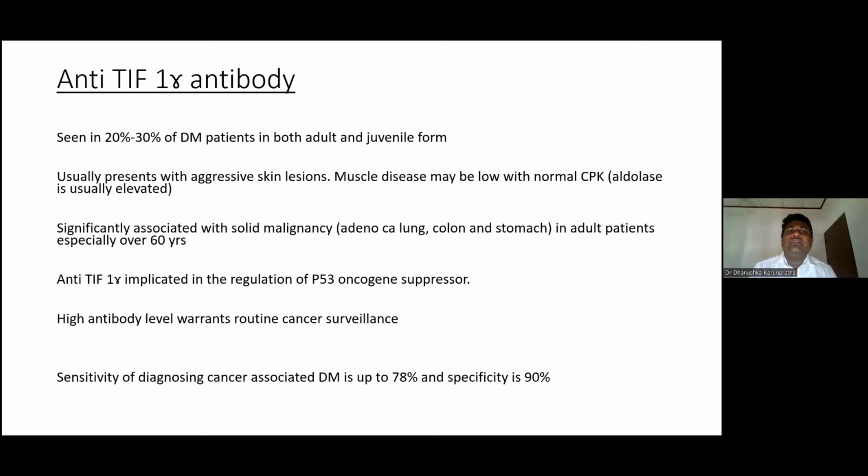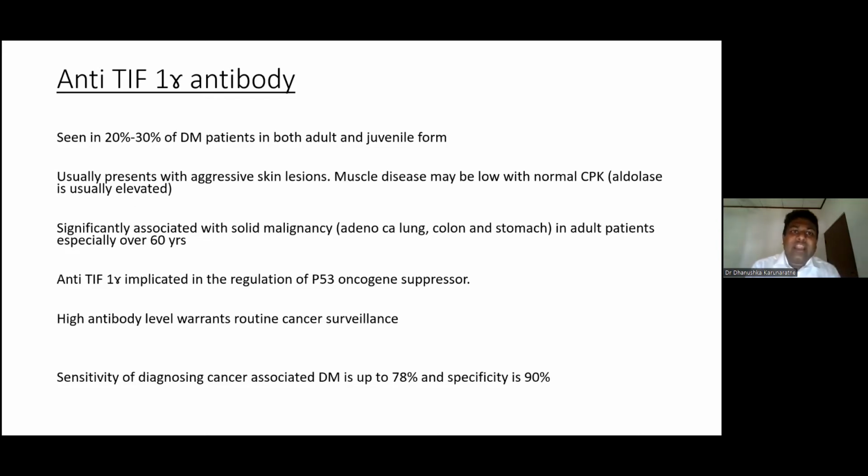And usually anti-TIF1 gamma antibody presents with very aggressive skin involvement, and muscle disease here is minimal or mild. And usually the CPK level is normal. And if you do an aldolase, it's usually elevated. So it is very important, if you suspect myositis in a patient with inflammatory myositis, to bear in mind that there are disease entities or clinical syndromes where the CPK level could be normal. So you have to do other muscle enzymes such as aldolase, or opt for an MRI to see MRI changes.